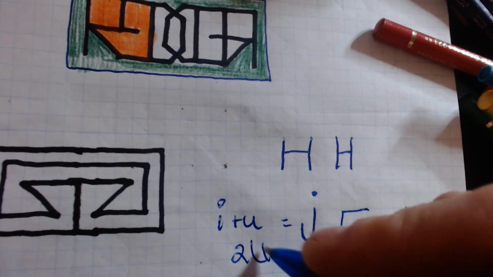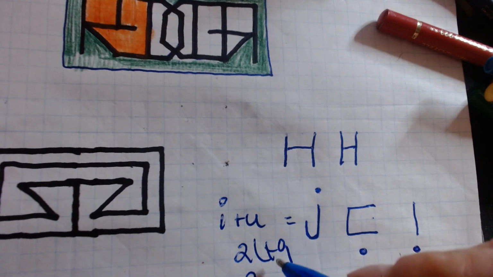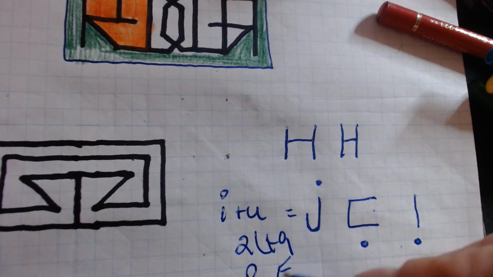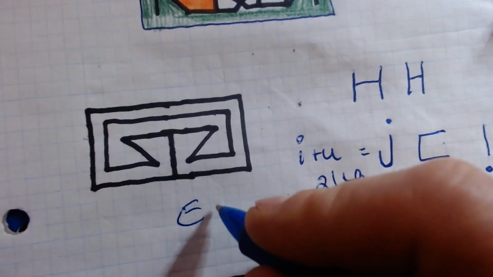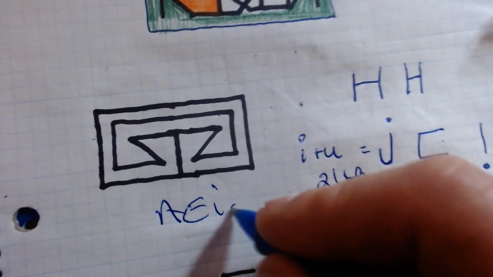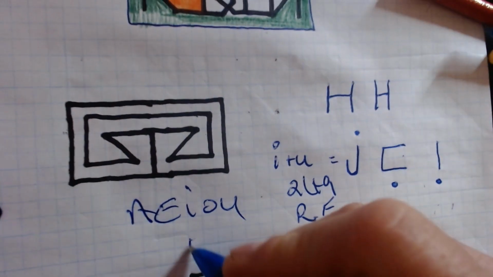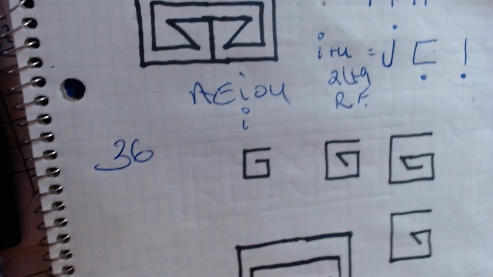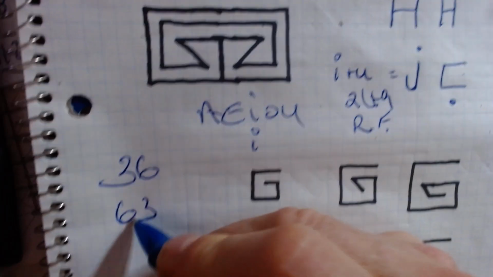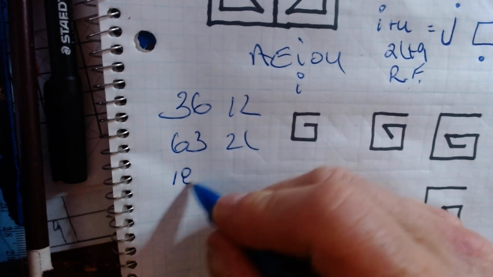So this is 21 and 9, and it is reverse R, and the reverse of this one is F. But in reality, if you separate the alphabet to A, E, I, O, and U, when you reverse the I, you reverse back into I. And the ironic thing about that is 36, or let's use 63, 21, and 12, 12, 21. They invert to what makes perfection.